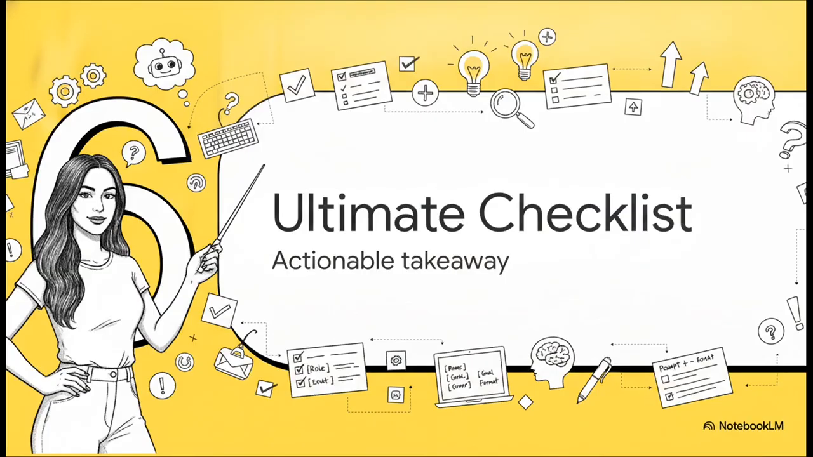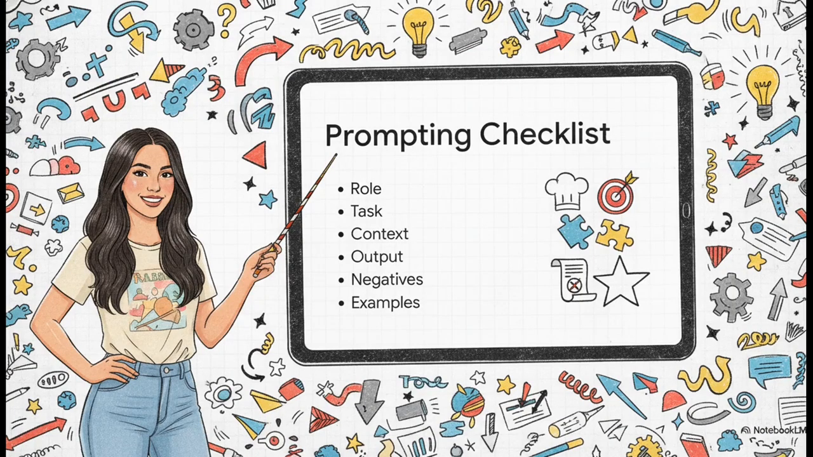Bringing it all home now, Section 6, your ultimate prompt checklist. So here is your 6-point takeaway checklist. I highly encourage you to keep this right next to your keyboard. Seriously, every single time you open an AI tool, run through this exact sequence. Define the role. Explicitly state the task. Provide the relevant context. Dictate the output format. Apply those negative constraints. And if it's a tricky job, throw in some examples.